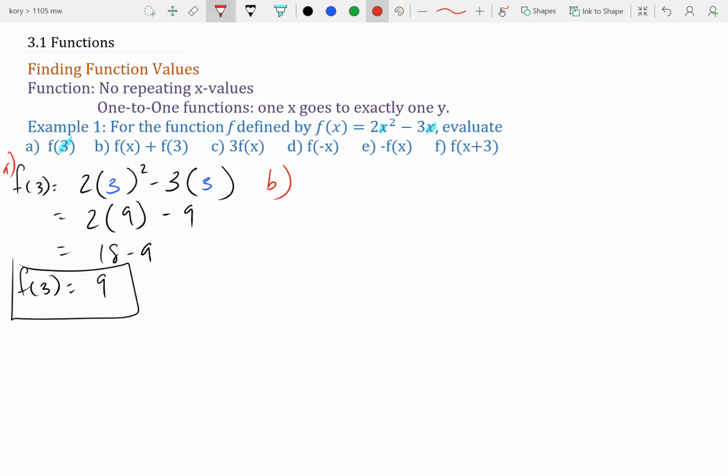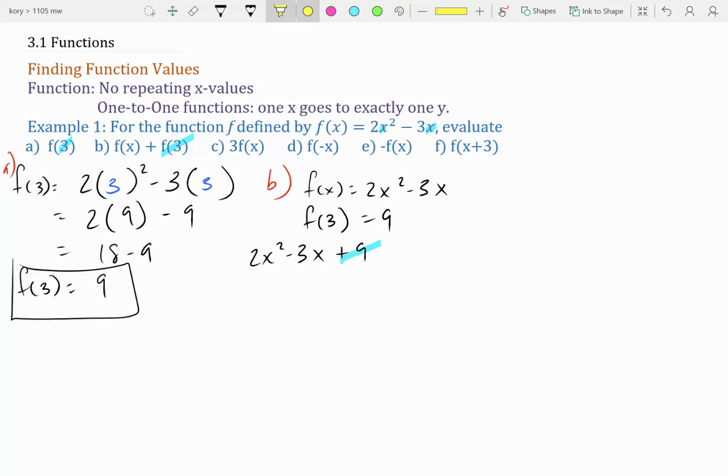wants us to do f of x plus f of 3. So f of x is just, it tells you, 2x squared minus 3x. And then we know f of 3, we just did it. F of 3 is 9. So what they want us to do is add that all together. So we have 2x squared minus 3x plus 9. That is from the f of 3. And the 2x squared minus 3x is from the f of x.